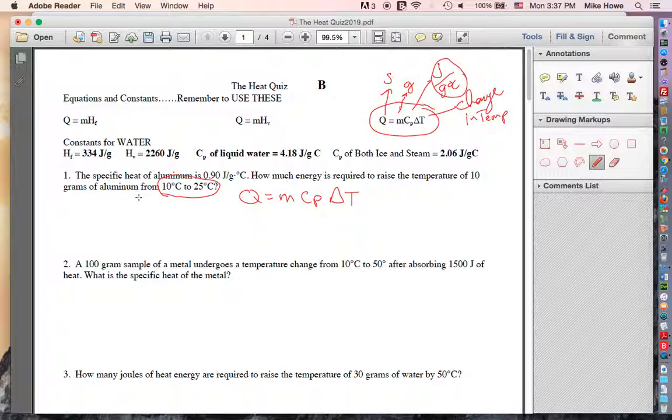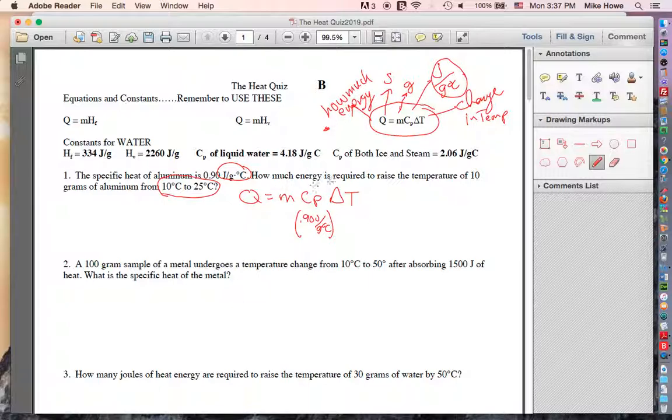So what do we know? Well, we know the specific heat of aluminum is 0.90. Notice how it has 0.90 joules per gram degree C. So that means it's 0.90 joules over GC, and that's all one thing. How much energy is required? So that means how much energy is measured in joules. So this is Q.